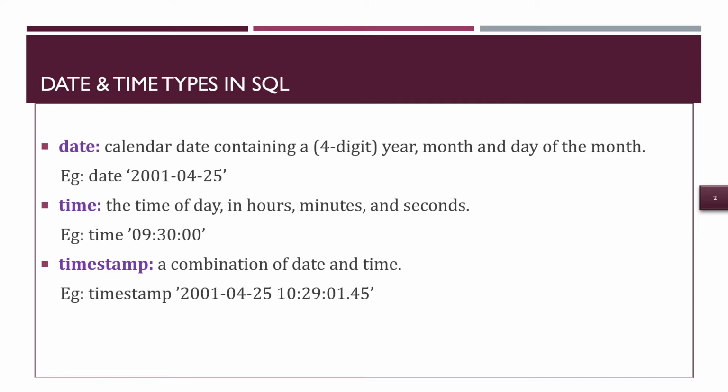The data type date displays the calendar date containing a 4-digit year, month, and day of the month. The data type time displays the time of the day in hours, minutes, and seconds. The data type timestamp is a combination of date and time. So if you give the data type timestamp, it displays the date as well as the time.